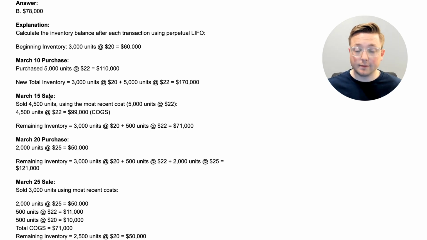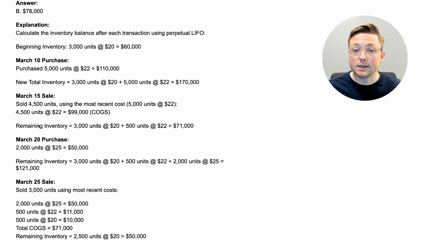So with LIFO, again, it's last in, first out. What does that mean? It means the most recent purchase, the last thing that went into the inventory, is the first thing that you're going to sell. So they sold 4,500 units, and that is going to come out of the most recent thing that was purchased, which is these 5,000 units at $22 per unit. So 4,500 units at $22 per unit, because again, it's coming out of these 5,000 units. That gives us $99,000 of cost of goods sold.